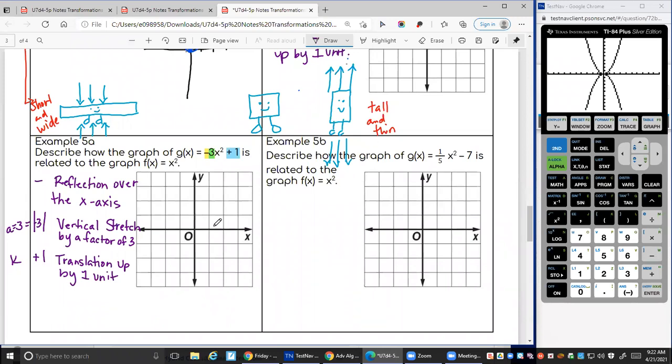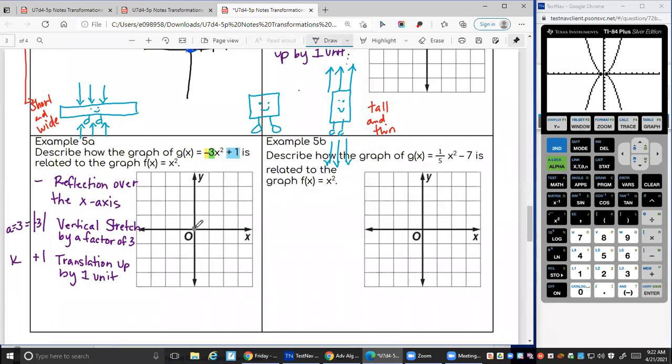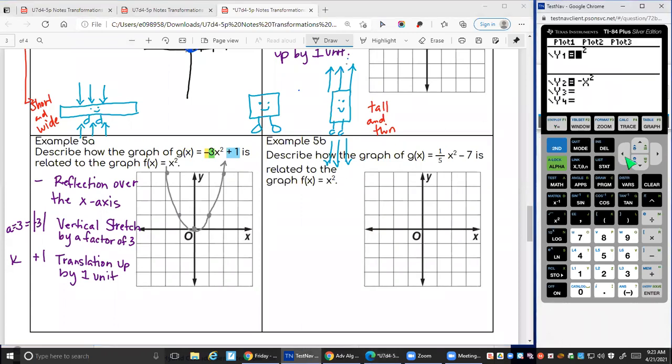And so when we do this, if I draw my parent quadratic, I'm going to start off 1, 1, and 2 times 2 is 4, so it's going to be up here. Symmetry. This is my original one. And we know that it's going to, let's see, go ahead and put it in here. I'm going to put in negative 3x squared plus 1.